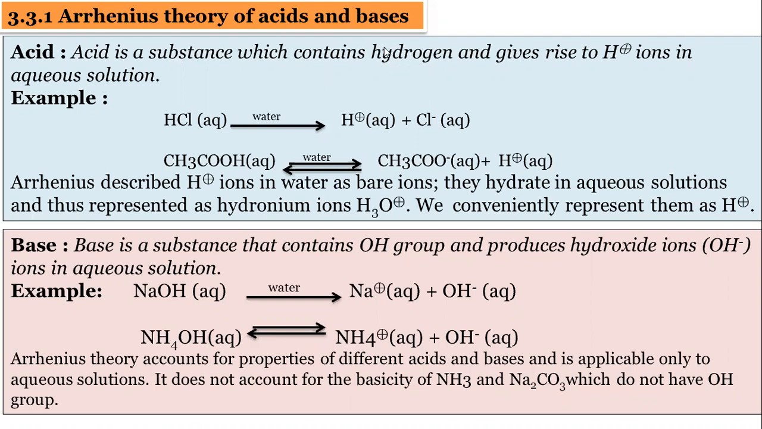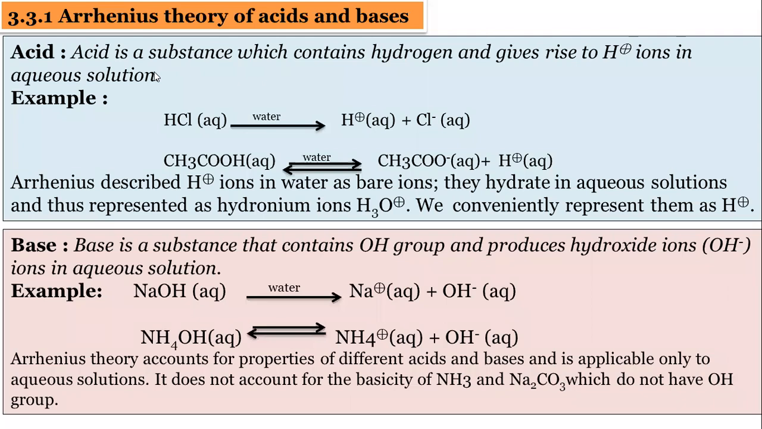Means Arrhenius के हिसाब से, Arrhenius क्या बोलता है कि those substances which contain hydrogen and give H plus ions in aqueous solution. Means उनमें hydrogen भी होना चाहिए and they should give H plus ions in aqueous solutions. ऐसे जो substances हैं उनको बोलना है acid. जैसे Arrhenius का assumption है.